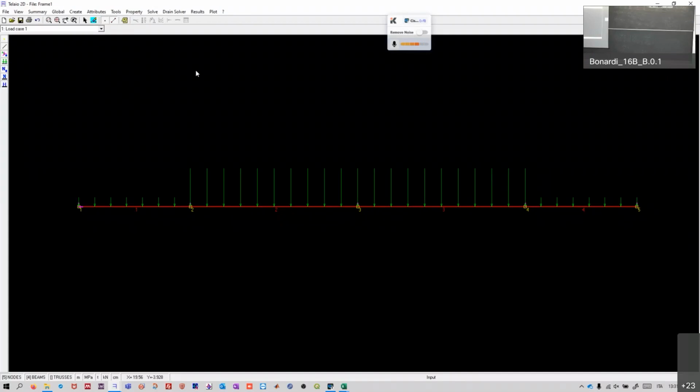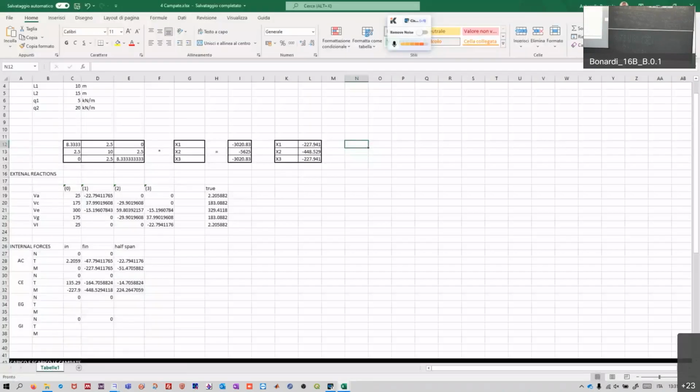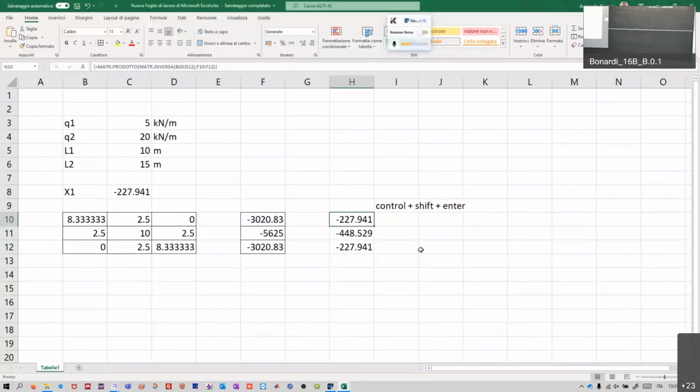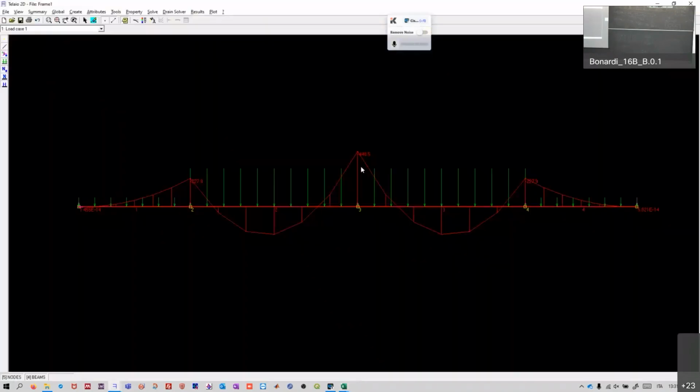We solve the structure, we find the diagrams of bending moment. We see that the bending moment in the node 2 that is associated to our C is minus 227.9. And with Excel, we had found this, 227.94. Minus 448 times 5, this one. Okay.